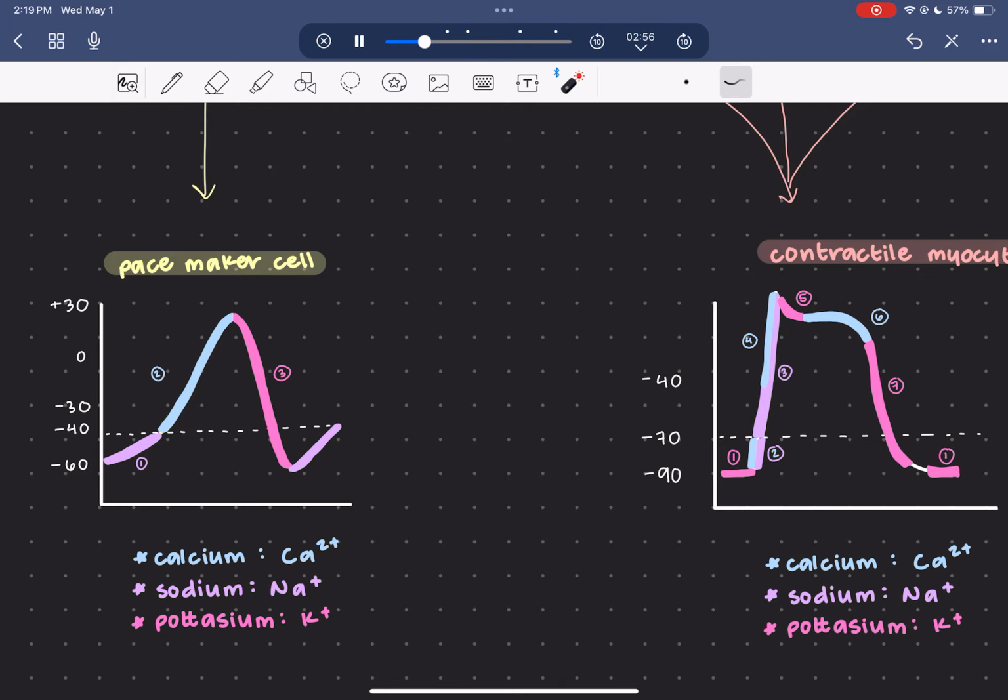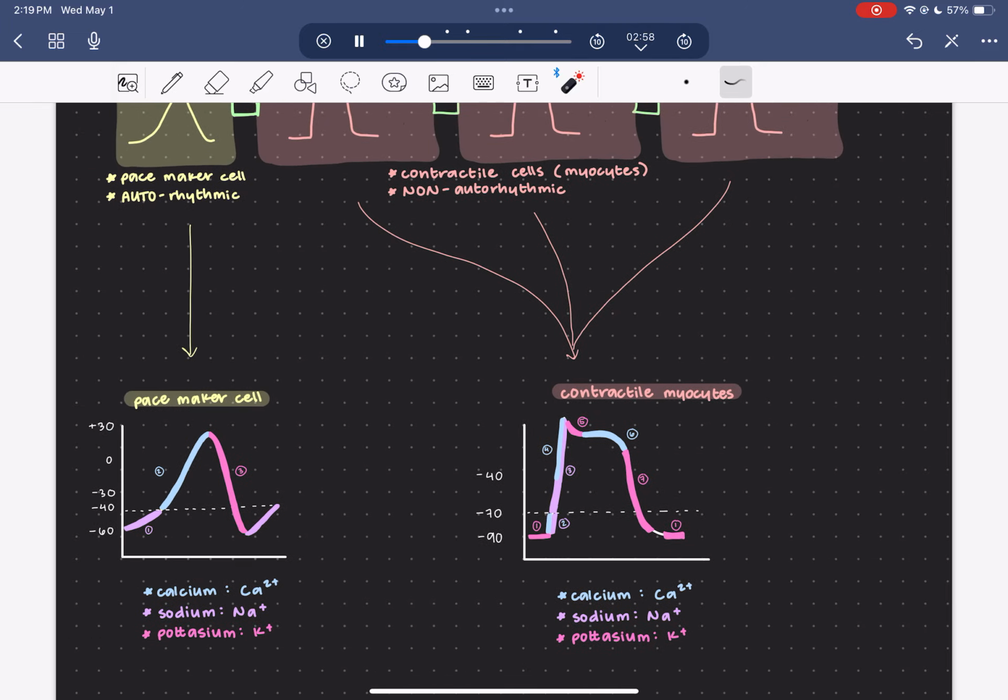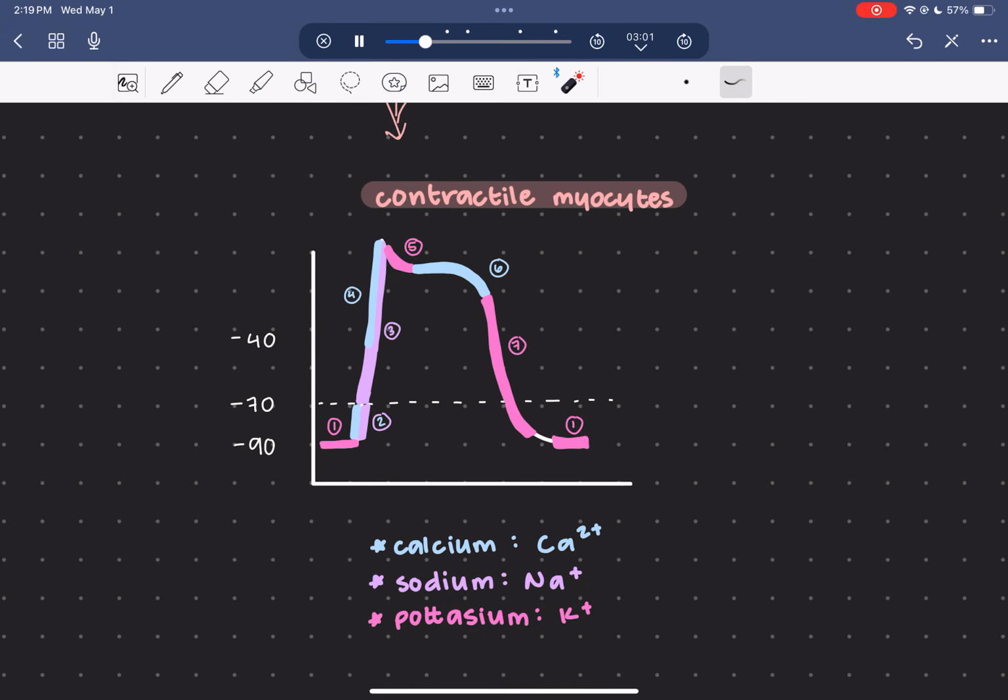So now we're going to go over and look at the contractile cells of the heart, which are non-autorhythmic. Looking at this graph here, or this little chart, the same thing applies with the ions. We're going to be using calcium, sodium, and potassium. So there's a different bit of voltage going on here, but that just means that it's a bit more negative. So potassium initially is inside of the cell, which is at step 1. Once we hit step 2, we're going to see a bit of calcium and sodium enter in the cell due to the gap junctions leaking.